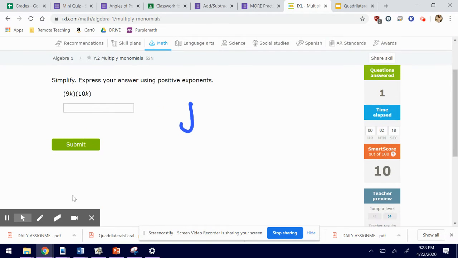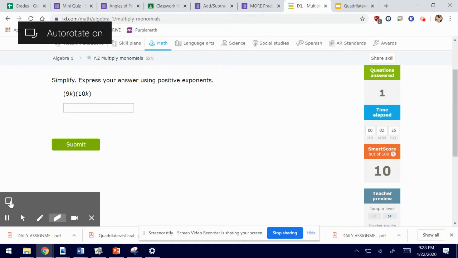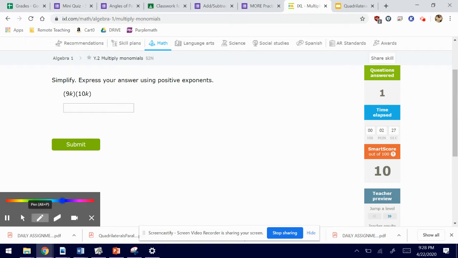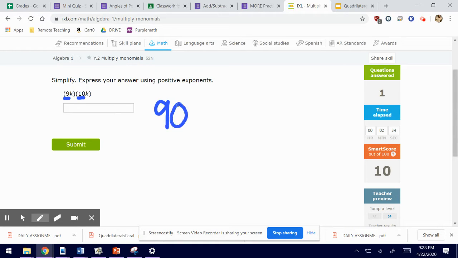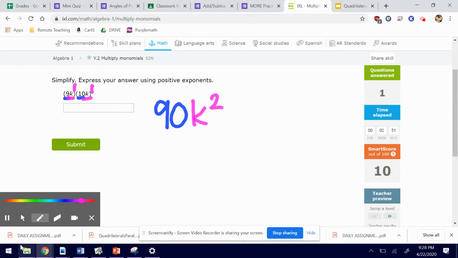Okay, so let's look at this problem. So same as earlier, I'm going to worry about our coefficients, our regular numbers first. So I'm going to multiply 9 times 10, and I get 90. Then I'm going to multiply k to the 1 times k to the 1. And if I add 1 plus 1, that'll be k to the second. So my final answer is going to be 90k to the second.